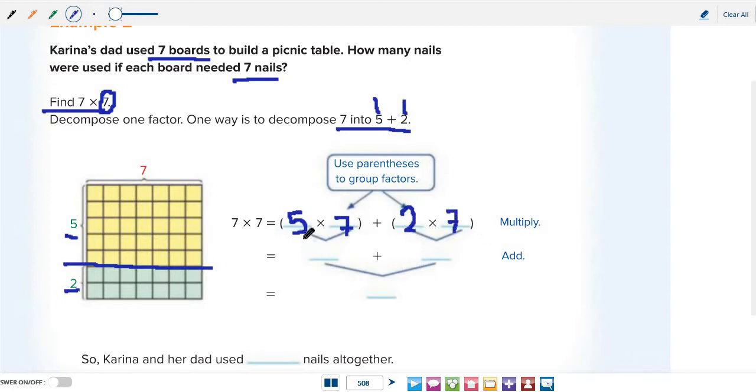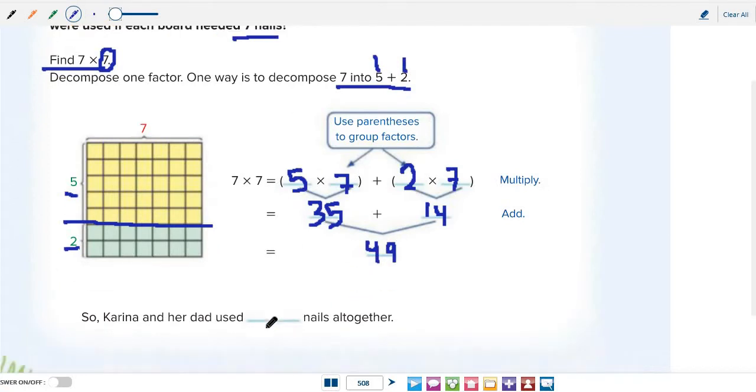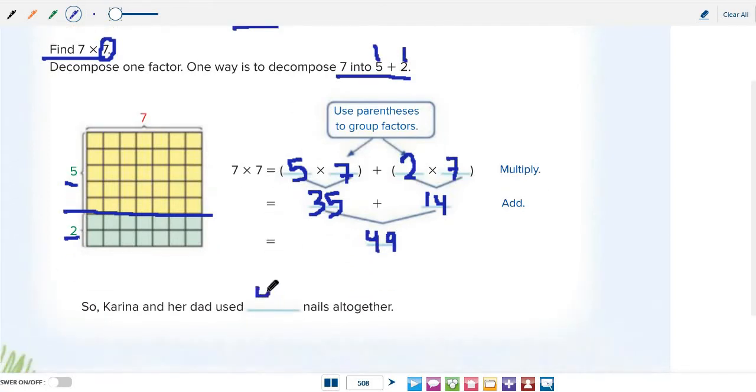Now we need to find the products. 5 times 7 equals 35 and 2 times 7 equals 14. Now we need to add the products. 35 plus 14 equals 49. So the answer is 49. Karina and her dad used 49 nails altogether.